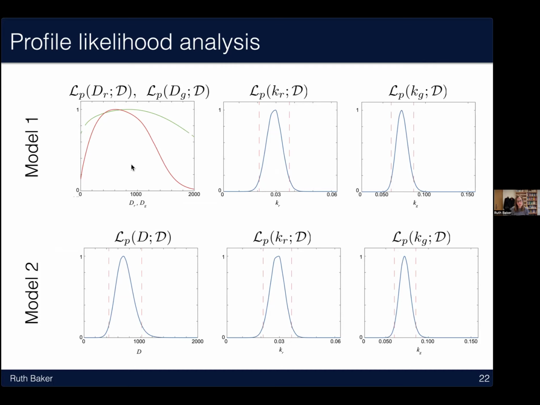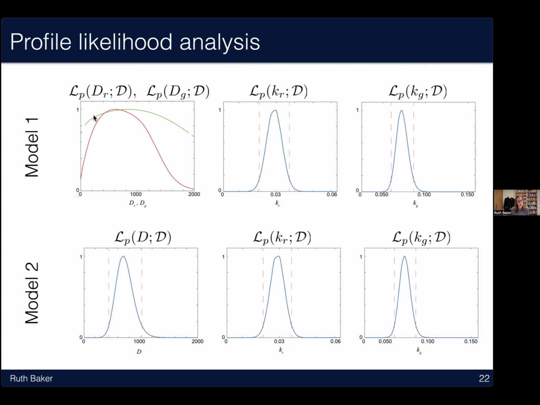And you can really see the difference in identifiability between model 1 and model 2 when it comes to the diffusion coefficients. Again, the profile likelihood for the diffusion coefficient in model 2 is nicely peaked. The confidence interval is closed. We believe that we can estimate that parameter quite well.